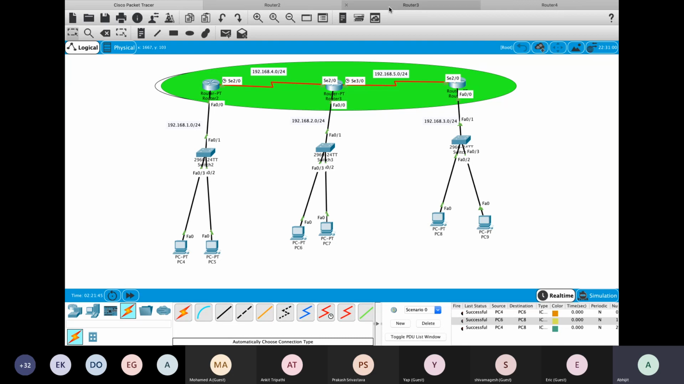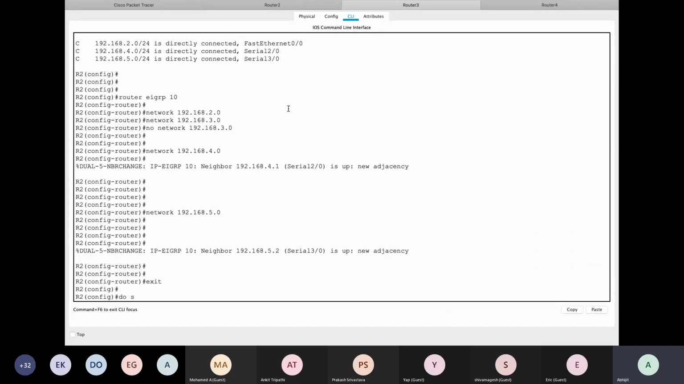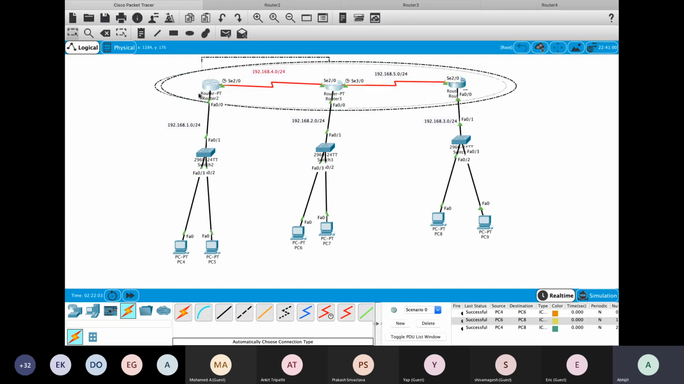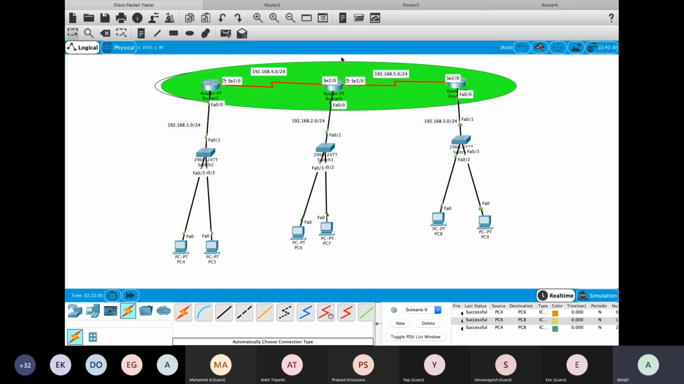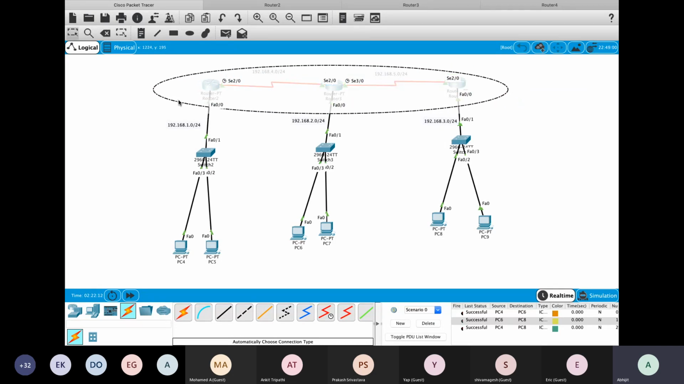And if you go on R2, which is this router, and I say do show ip eigrp neighbor, you see, R2 has 2 different neighbors. It has 4.1 as well, and it has 5.2 as well, which means R2 is neighbor with this segment as well, and R2 is neighbor with this segment as well. I will delete this part here. So that's how it actually works here.